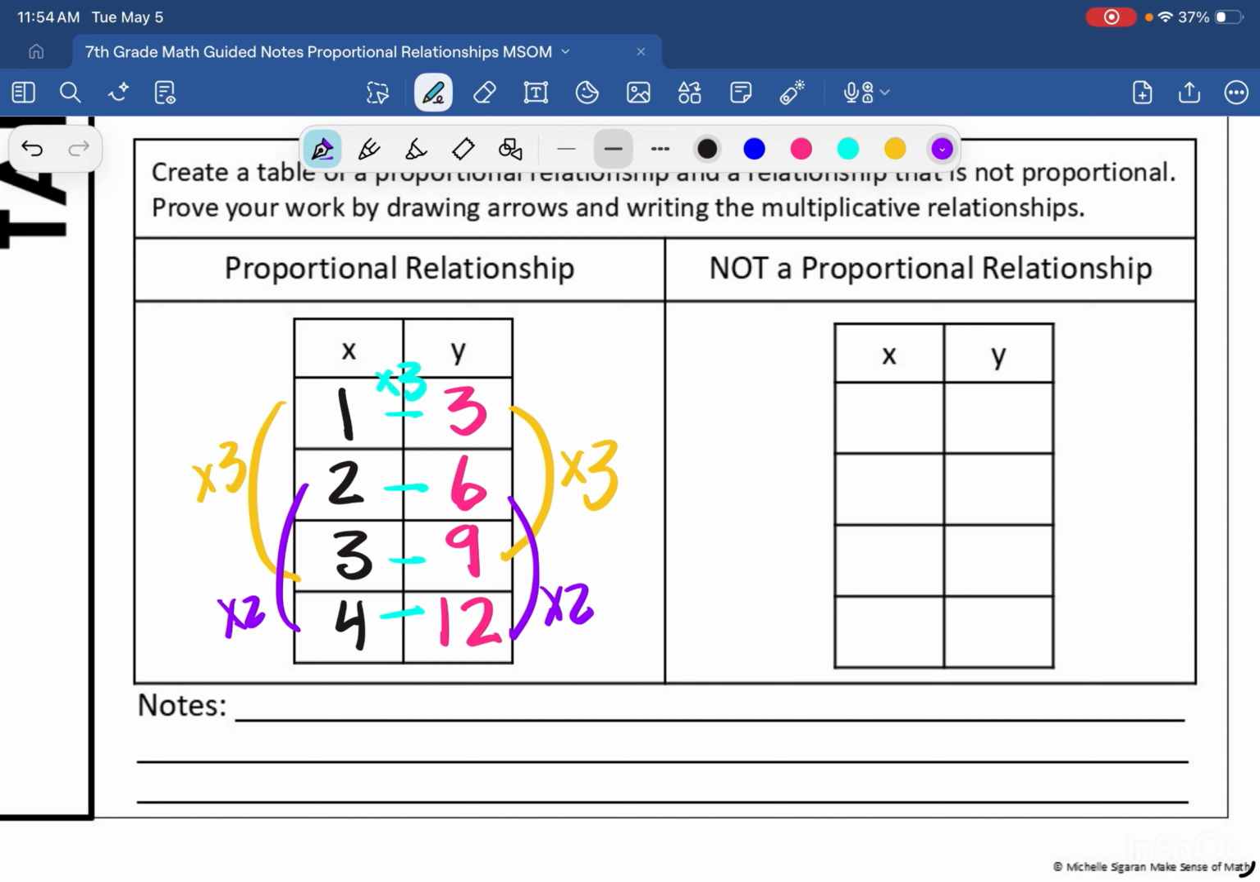Now let's make a table that is not proportional. Again, let's just start with 1, 2, 3, 4. So going across, it's not going to be constant. So I'm going to multiply by 2, by 3, by 4, by 5. And that's going to give me 2, 2 times 3 is 6, 3 times 4 is 12, 4 times 5 is 20. So even though there was a pattern there, it's not the same, so it's not proportional.